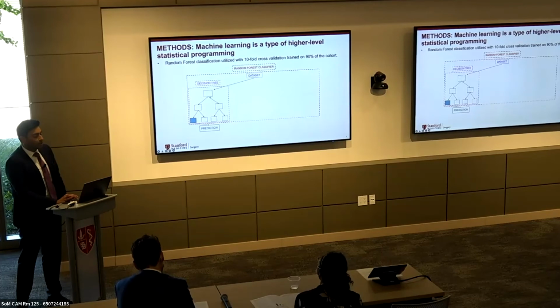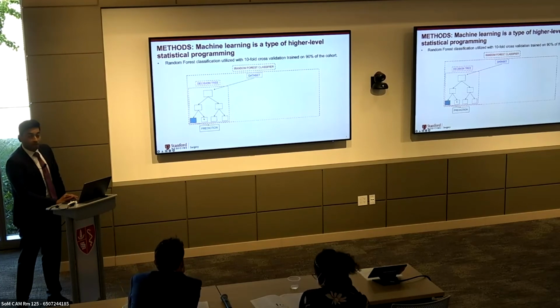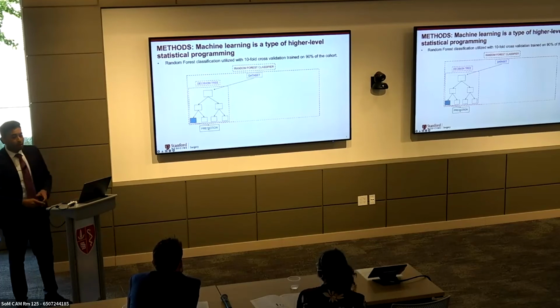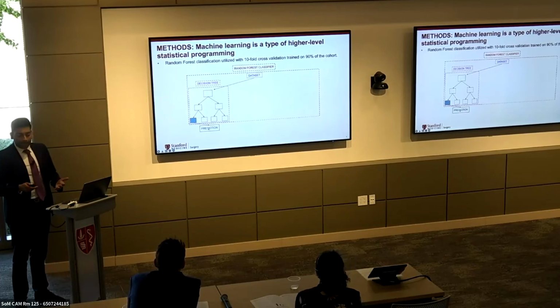For example, is the patient within Milan criteria or outside of Milan criteria? And then the next feature is asked, does this person's AFP less than 200 or is it greater than 200? And thus a prediction is made using a random assortment of the features available in the data set.